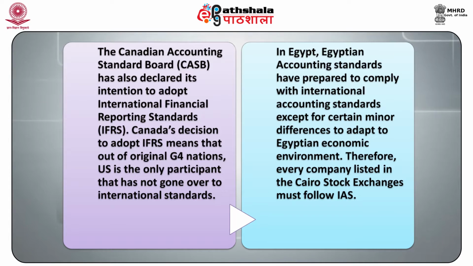Canada's decision to adopt IFRS means that out of the original G4 nations, the US is the only participant that has not gone over to international standards. In Egypt, Egyptian accounting standards have been prepared to comply with international accounting standards except for certain minor differences to adapt to the Egyptian economic environment. Therefore, every company listed in the Cairo stock exchanges must follow IAS.